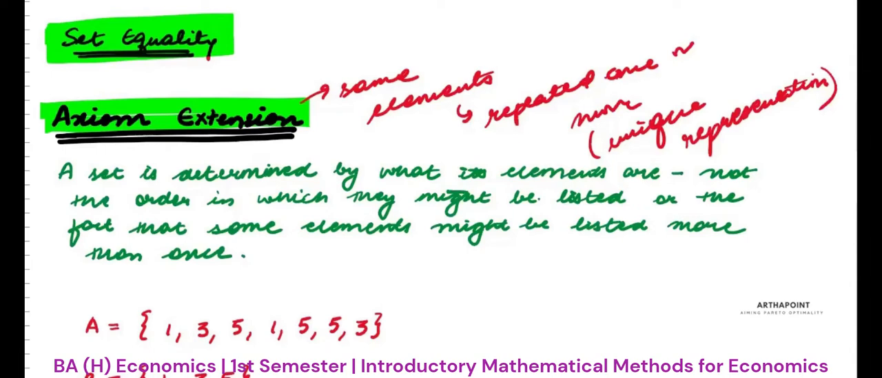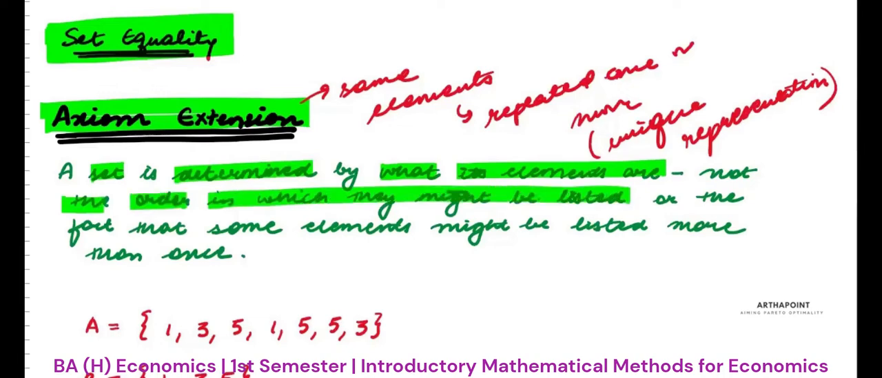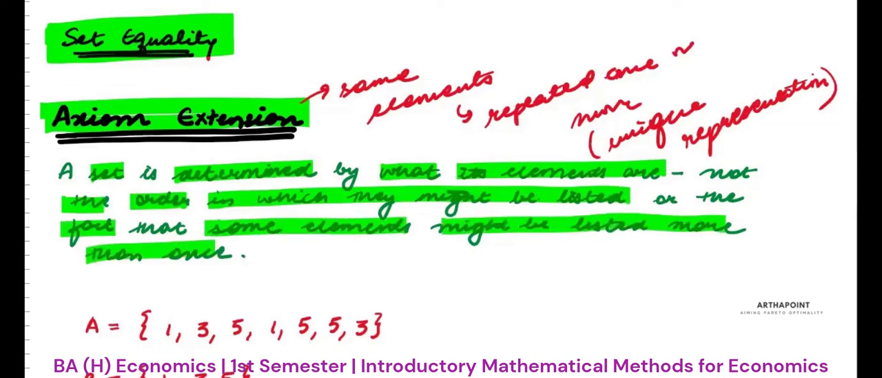Let's read this axiom first. A set is determined by what its elements are, not the order in which they might be listed, or the fact that some elements might be listed more than once. So we are not concerned with how many times an element appears. We are only concerned with what those elements are.